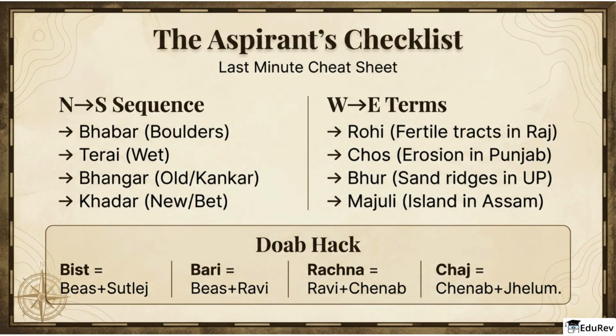Majuli, island in Assam. Doab hack. Bist equals Beas plus Satluj. Bari equals Beas plus Ravi. Rachna equals Ravi plus Chenab. Chaj equals Chenab plus Jhelum. This is your revision spine. If this checklist is clean, the chapter stays clean and you're exam ready.